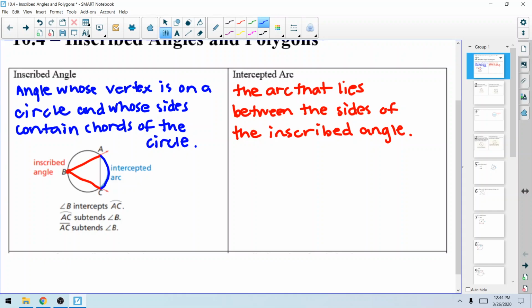If you remember in 10.2, we went over that the measure of an arc is the same as the measure of the central angle. Well, this time we're not dealing with a central angle from the center of the circle. We're dealing with an inscribed angle from the side of the circle. So we're going to figure out a relationship between the measure of that intercepted arc and the inscribed angle.